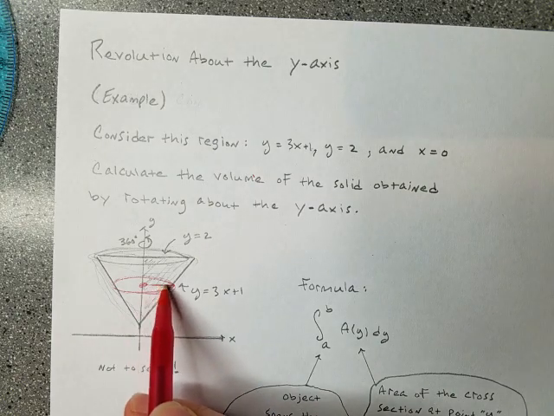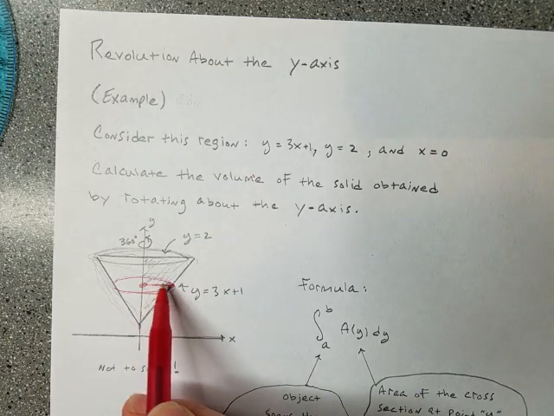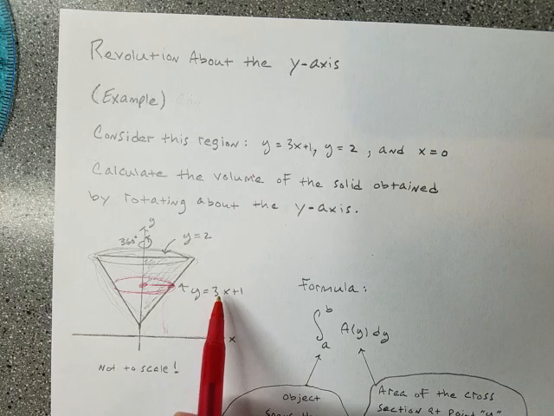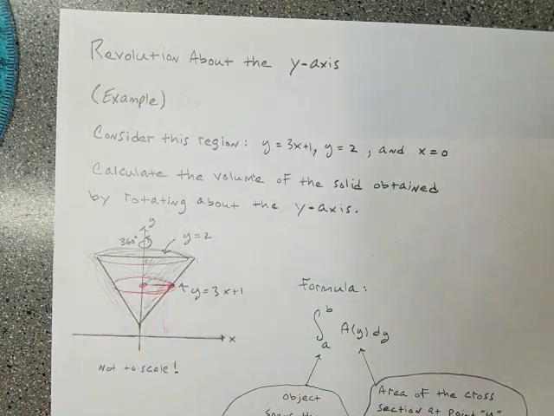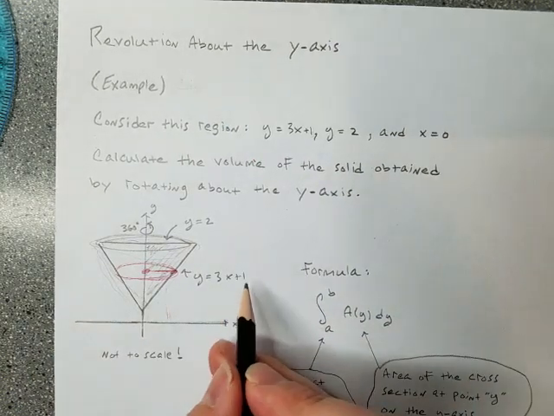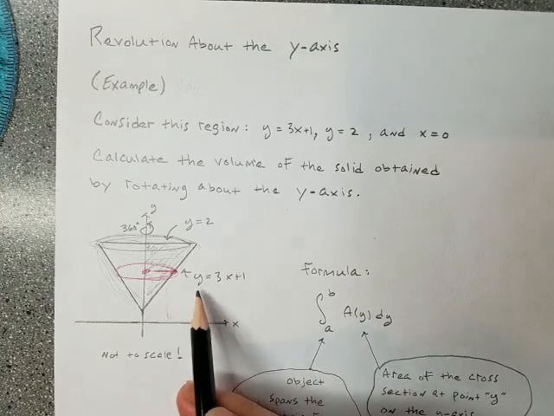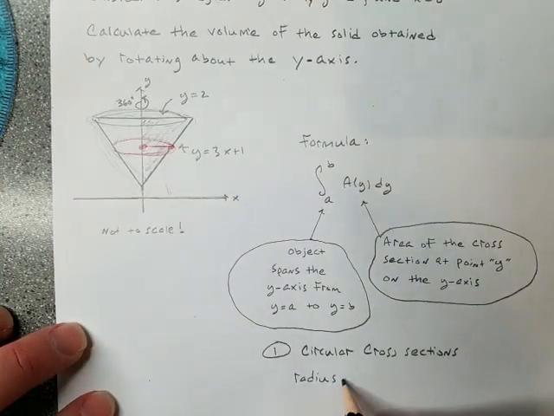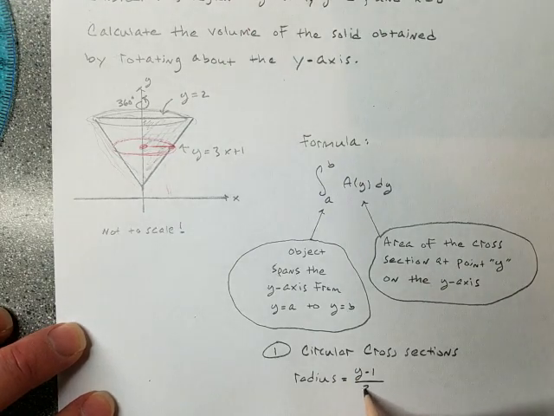Would this distance be the x coordinate of this point? Yes, x is left and right. Give me the x coordinate of that point on this line, and that will be the radius of the circle at that spot. Okay, so we need to solve this for x to get the radius. If you solve this for x, you'll get y minus 1 over 3. So the radius is going to be y minus 1 over 3.